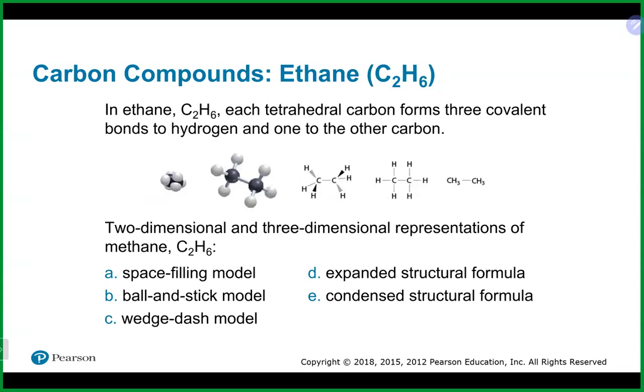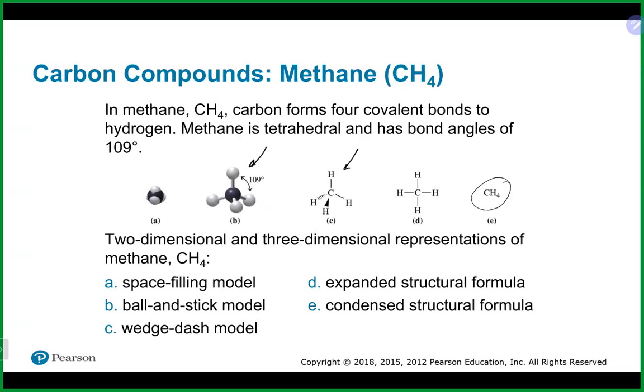Ethane is the next important carbon compound. And by the way, all these are referred to as alkanes, and alkanes all have single bonds. Alkanes have a general formula of CnH2n+2. If we go back to methane, there is 1 carbon, so n equals 1. 2 times 1 is 2, plus 2 is 4 hydrogens. So that's where we get our 4 hydrogens.